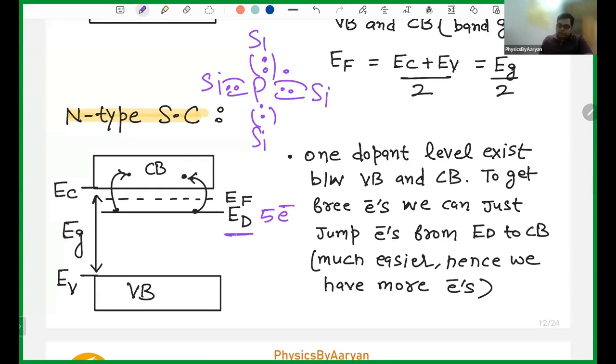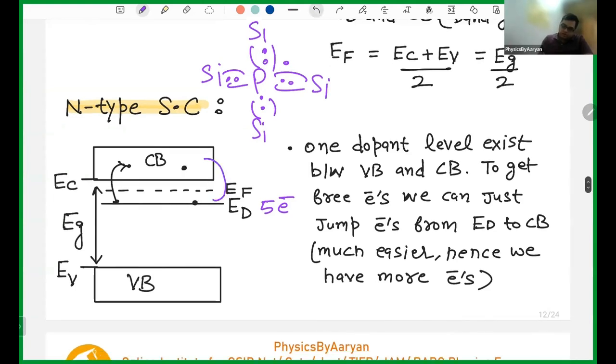And in order to make this electron free, you need a very small energy. How small? Just this much. That's it. And this 5th electron will get free, and then it will give you the conductivity. So this dopant energy level is nothing but the energy of the 5th electron of the phosphorus. In order to make this electron free, you need a very small energy, and your electron will free up. It will move to the conduction band.